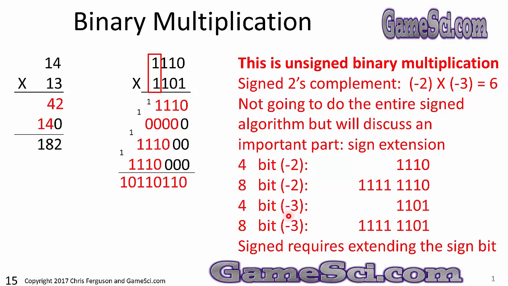4-bit minus 3 in 2's complement is 1101. If I were to create an 8-bit minus 3 in 2's complement, I'd take the sign bit and extend it out to 8-bit. Signed numbers require extending the sign bit. That's called signed extension.